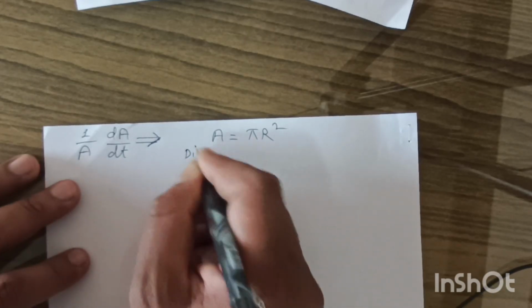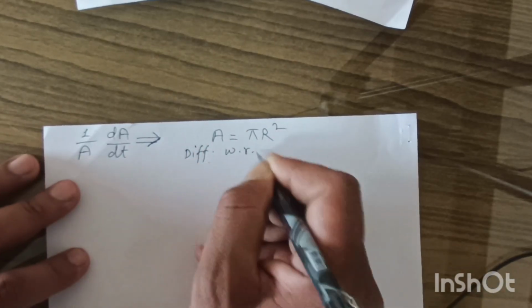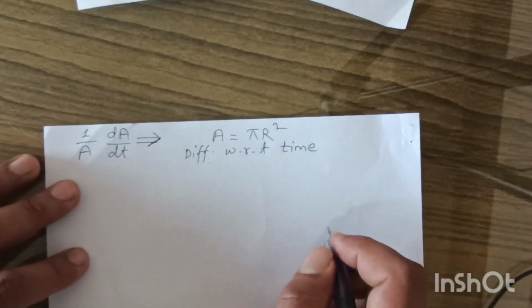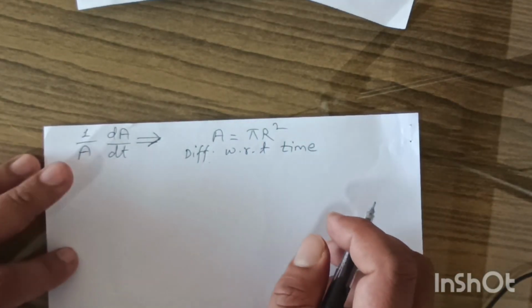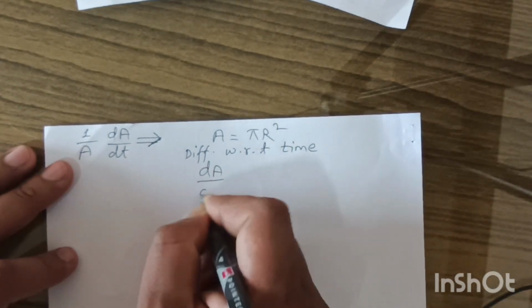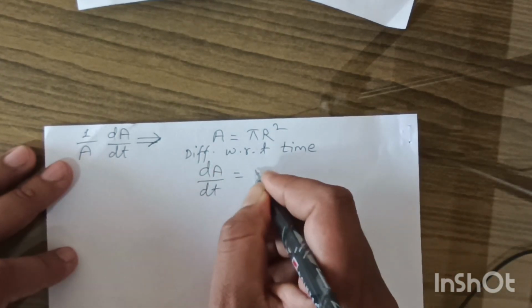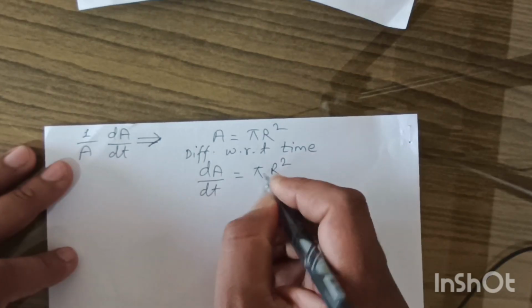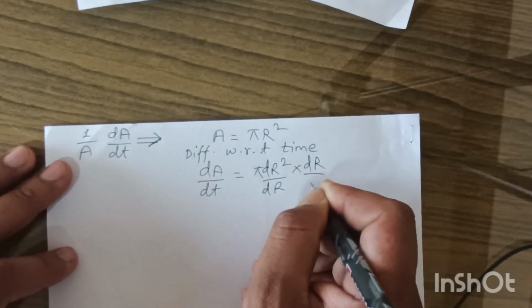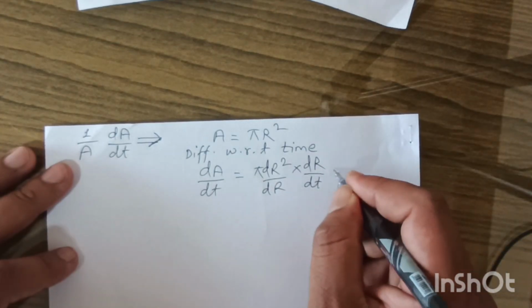Okay, so now differentiating this with respect to time, because this is an unsteady flow, which depends upon the time, and the properties depend upon the time. So dA by dt is equal to pi r square, d r square by dr into dr by dt. This is the chain rule. You have to apply the chain rule here.